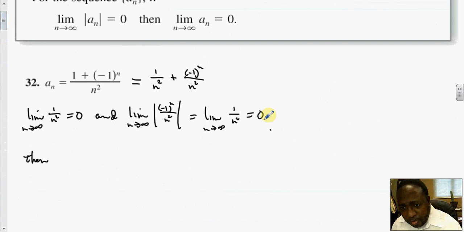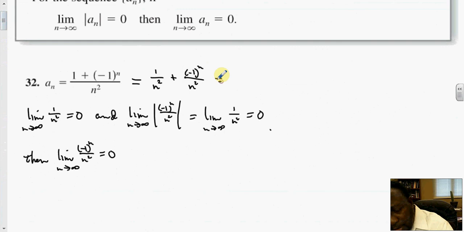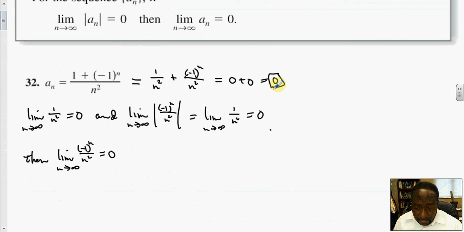So then we say the limit as n goes to infinity of negative 1 to the nth over n squared must also go to 0 as n goes to infinity. And since both of the parts, the limits go to 0, then this sequence converges and its limit is 0.